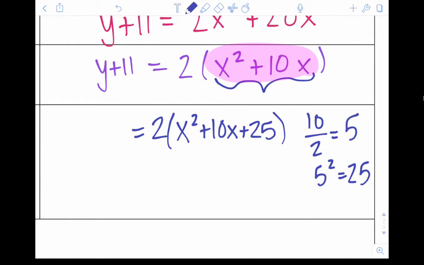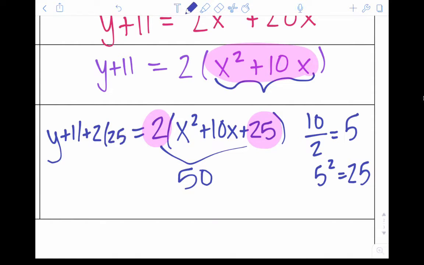I added 25 to the left side, so I need to do the same to the right, except we need to be very careful because notice the 25 is inside the parentheses that's being multiplied by 2. So that value that we added to the right side is actually 50. It's actually 2 times 25. So if I have 2 times 25 here, I need to add 2 times 25 over here as well.